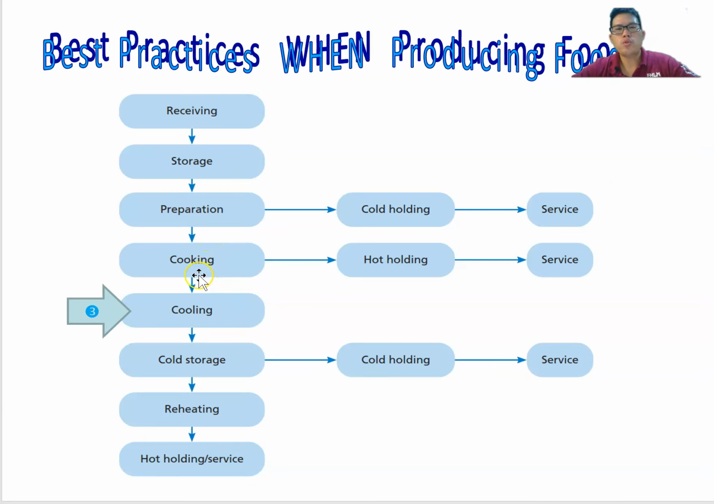Cooling. After cooking, as I mentioned, nowadays a lot of the products are ready to eat. They are prepared in centralized kitchens and then distributed to outlets. Just like Family Marts, 7-Elevens, McDonald's, KFCs, Old Town White Coffee, they produce their food products in the centralized kitchen and distribute them to the outlets. So once they cook in the centralized kitchen, they need to cool it down before distributing to other outlets.